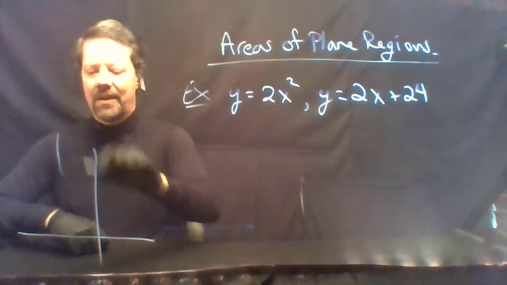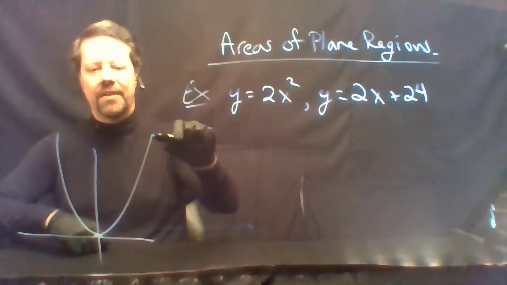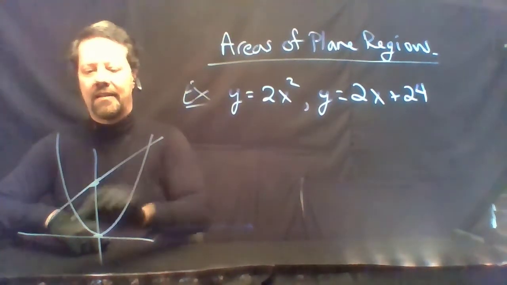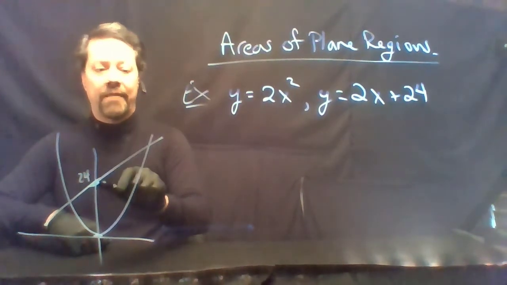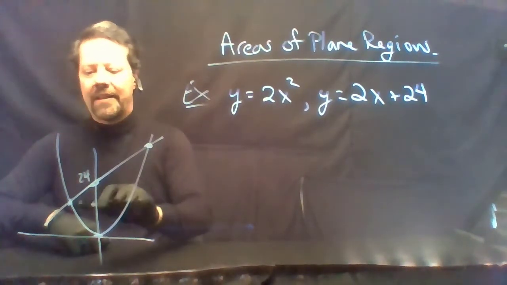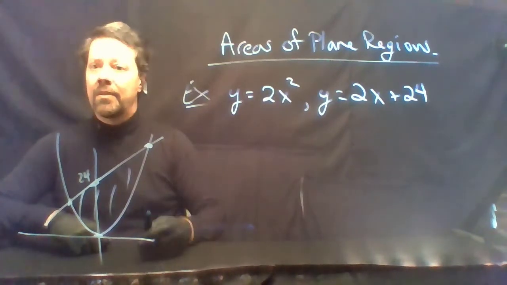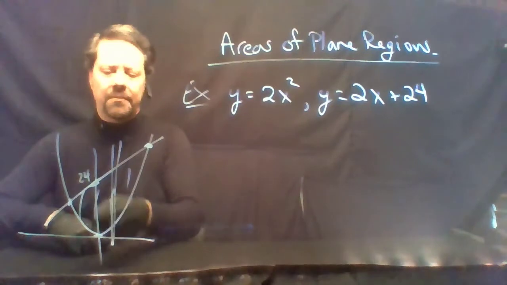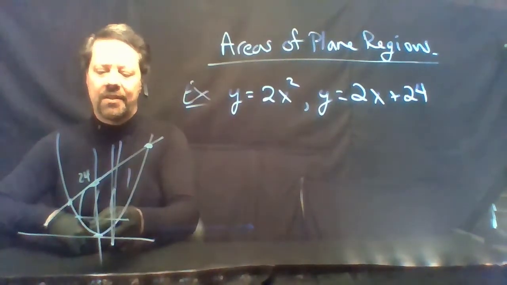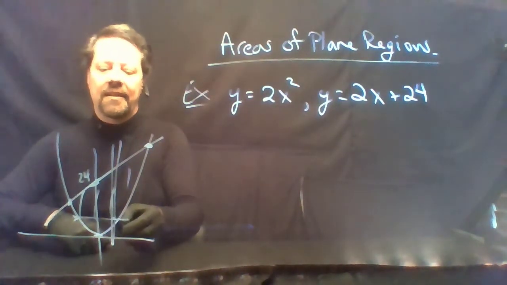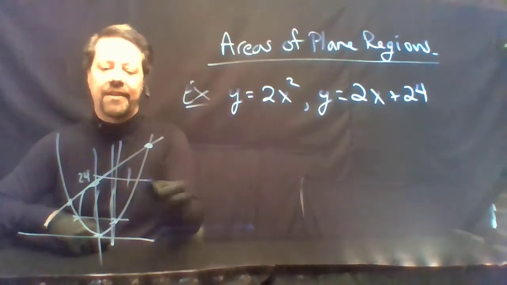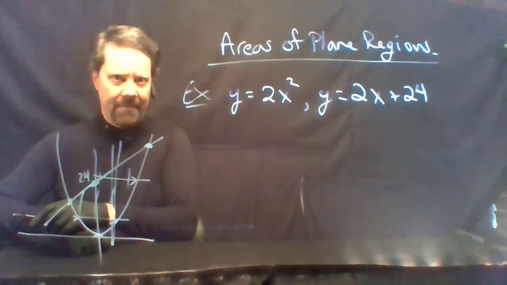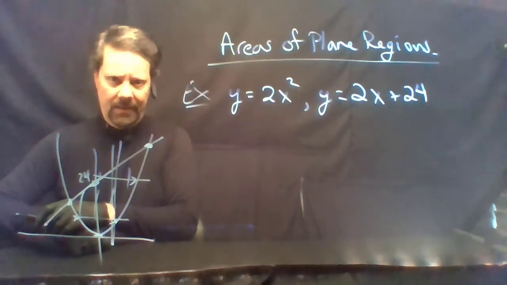Y equals 2x squared is a parabola going through the origin. Y equals 2x plus 24 is a line going through 24. If we're going to find the area of the region between these two, we should probably use vertical cross sections rather than horizontal. If we use horizontal cross sections, we'll have a bottom curve here and a top curve here, but if we integrate over this other region, it's a different bottom curve. That means you would have to break it into 2 double integrals.